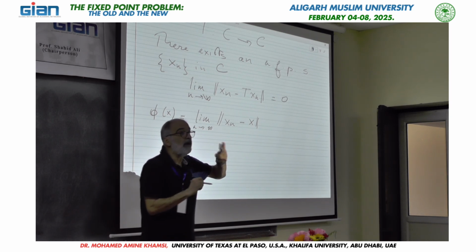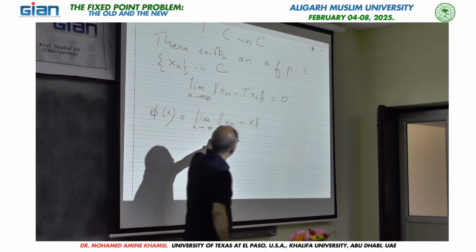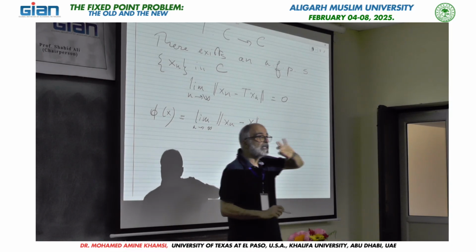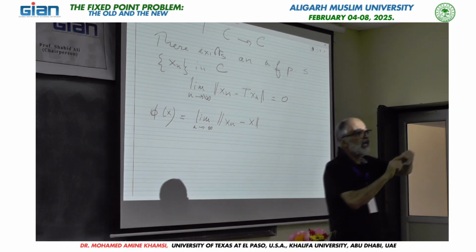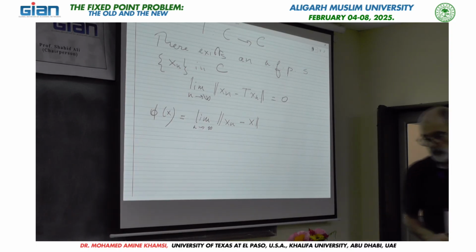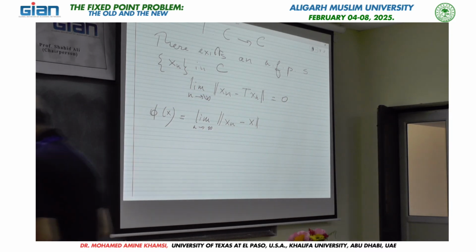Number 3, which is far more important: what if I put here T of xn? It is going to give me the same value. Why? Because xn minus T of xn goes to where? To 0.